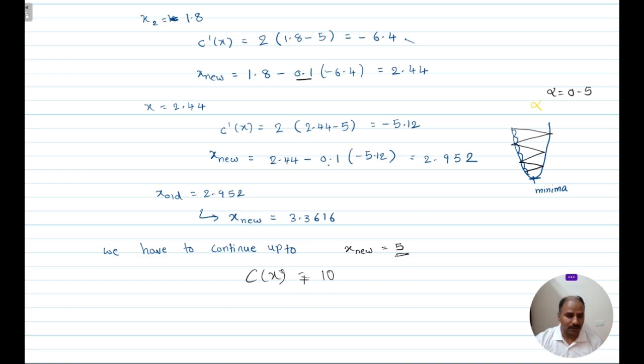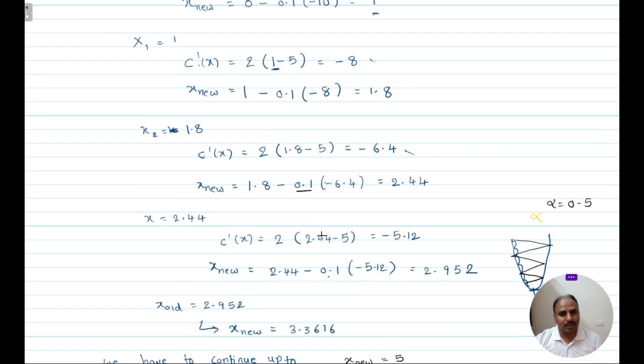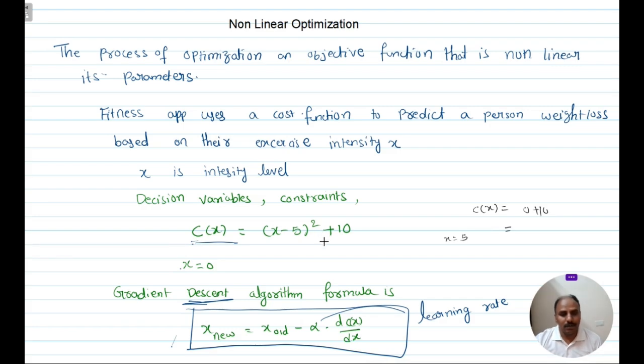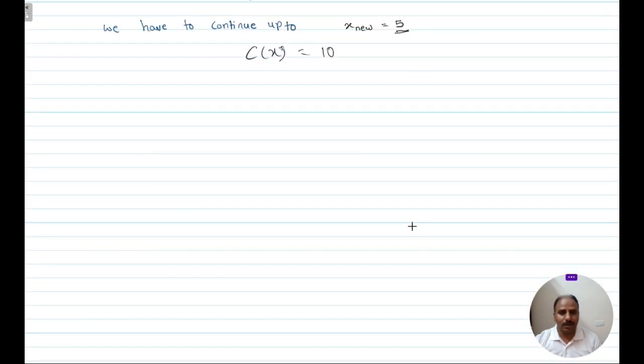This is the objective function of the weight loss. It is also called a single variable, because the variable is only one. This is the variable. So it is called single variable non-linear optimization.